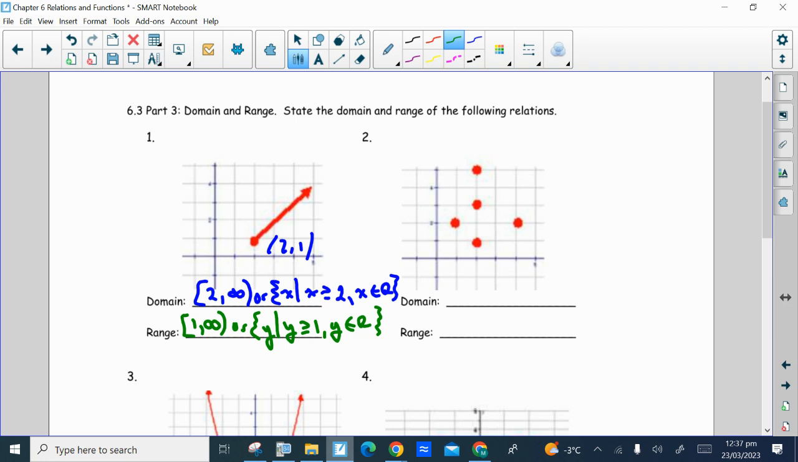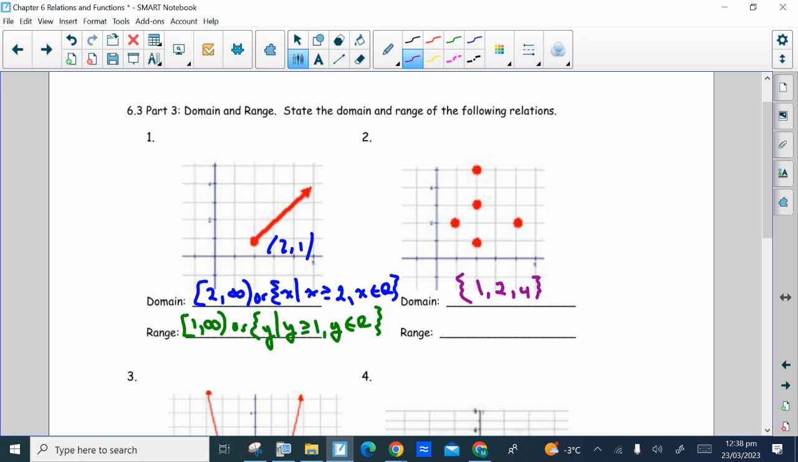The second one, as we said, that is discrete data. So the only option we have for this is to state the domain and the range as a list. So for the domain, it's the x values. This point has an x value of 1. We've got 3 points with the same x value of 2, and then the last one has an x value of 4. So there's the domain.